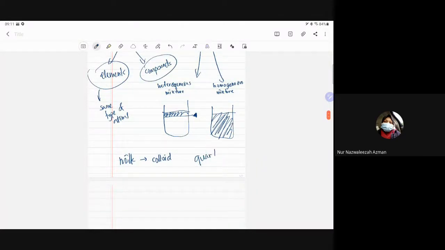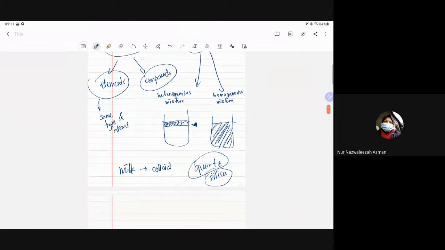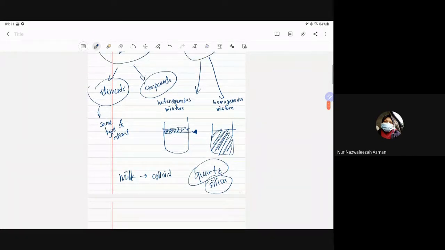Quartz dan juga silika. Okay, so ini adalah sejenis compound. Ini pun sama juga, sejenis mineral. Okay, so pasir itu adalah sejenis heterogeneous mixture.